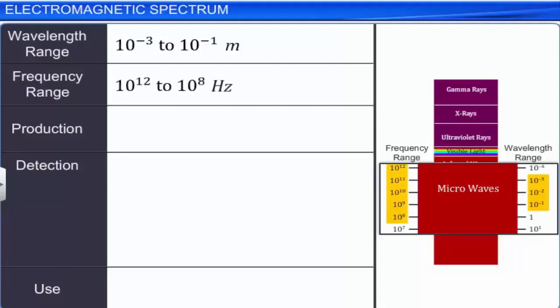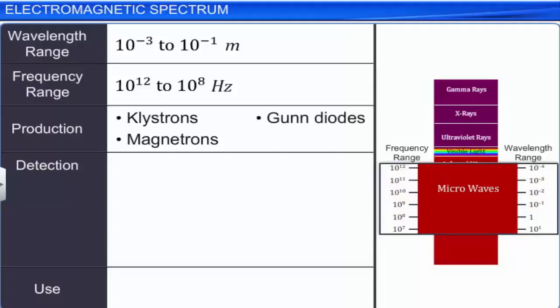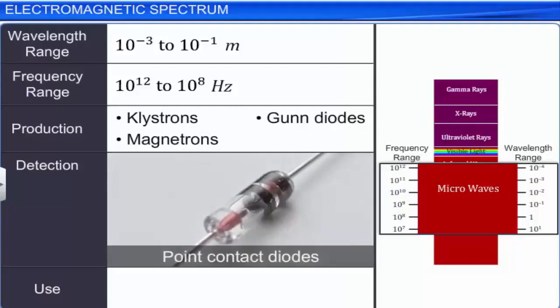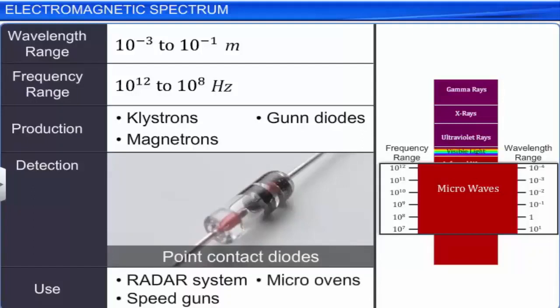Microwaves can be produced by klystrons, magnetrons, and gun diodes. These waves can be detected by point contact diodes. These waves are used in radar systems, speed guns, and microwave ovens. Let us also briefly discuss the working of microwave ovens.